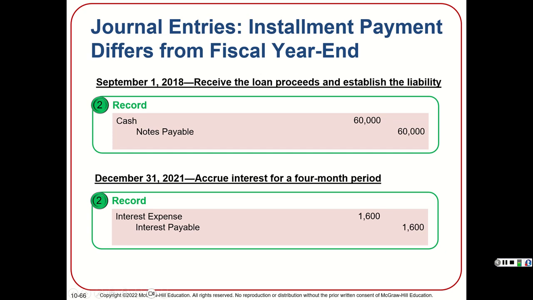So here is when we don't have January 1st dates, which rarely happens because banks are closed on the 1st. So in September, they receive loan proceeds and establish the liability. They record the cash and they record the note. September, October, November, December, they owe for 4 months of interest. So they've calculated the interest and put it in interest payable for the $1,600.